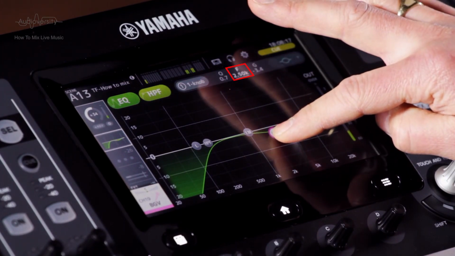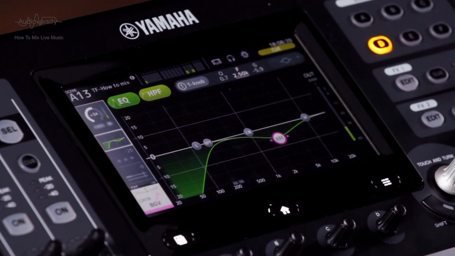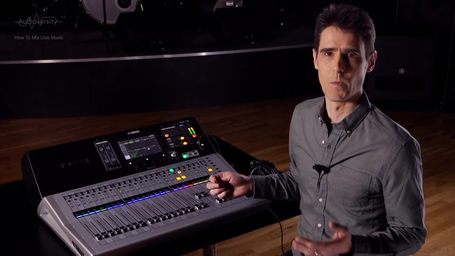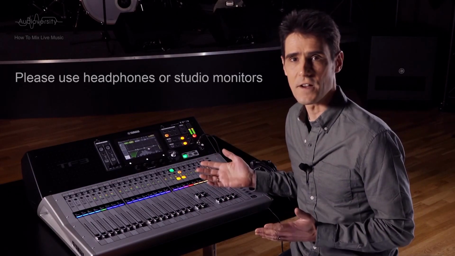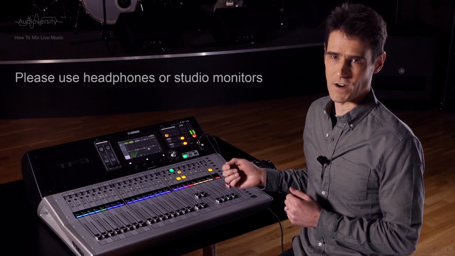Try to hear the difference between these two clips, one with the mid-band reduced at 1 kHz and the other at about 2.5 kHz.